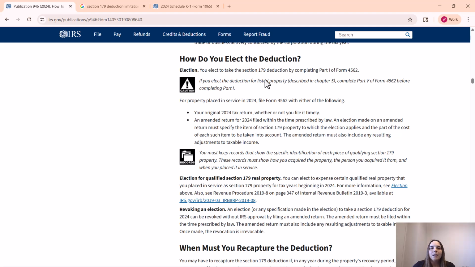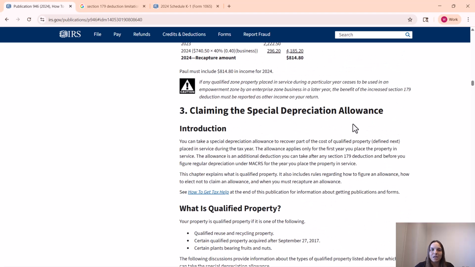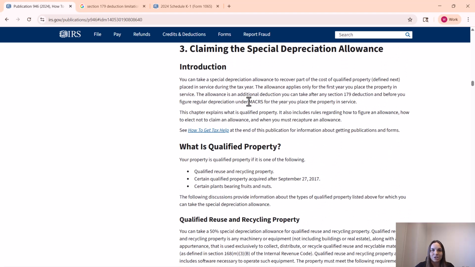Okay. This is going to explain how you elect the deduction. This is taken on Form 4562. I went over this form in the last video. This is the depreciation form where you calculate that depreciation. This form would be filed with the partnership return or the S corporation return or the C corporation, or it's going to be in connection with the Schedule C. So each business files this form. Okay, so that is the Section 179 deduction.